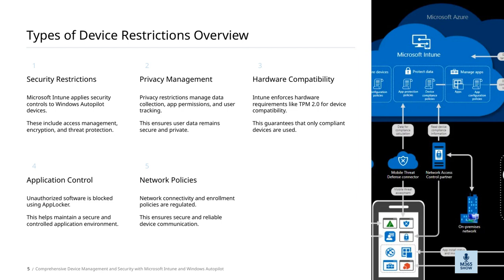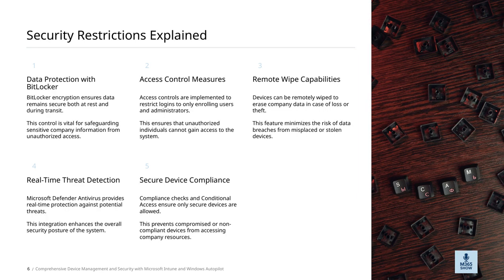Together, these controls help us protect devices from threats and unauthorized access, reinforcing our overall security posture. All these elements work together to create a comprehensive device management and security framework, which is fundamental to our overall strategy of secure, reliable, and user-focused device deployment. Let's take a closer look at security restrictions and how they help us protect our devices and data.